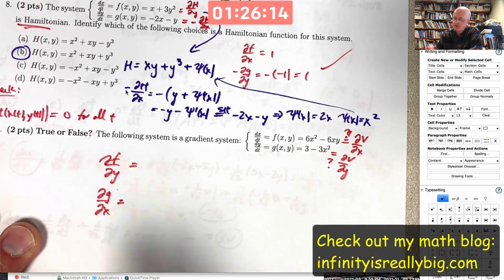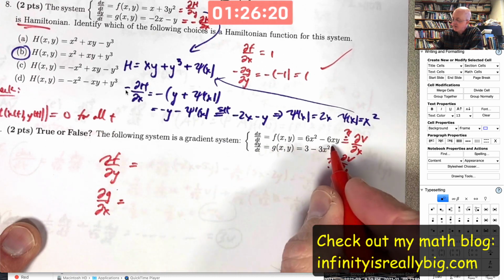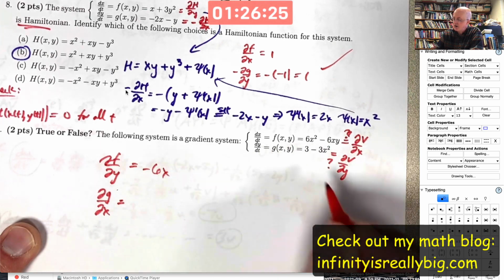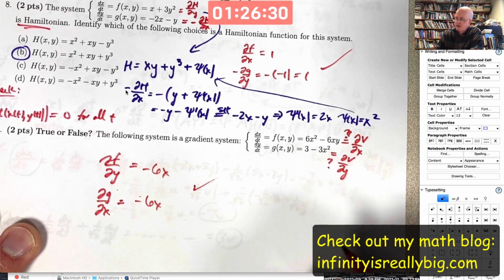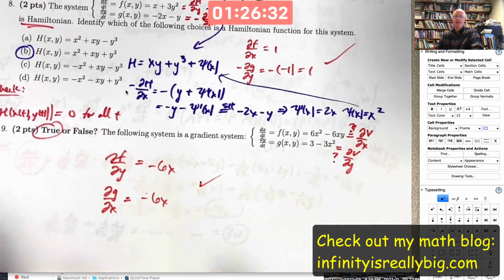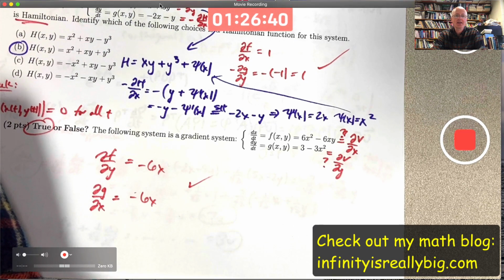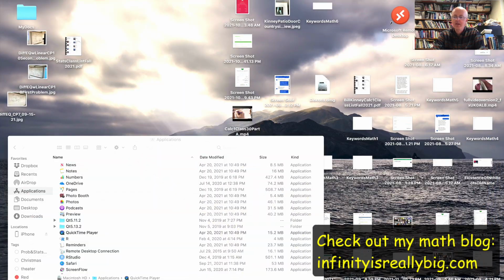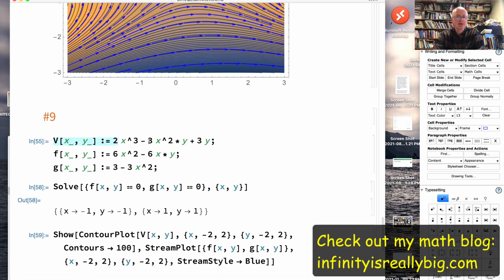It's really more than Clairaut's theorem that would be necessary to prove that's good enough. But are these equal? Partial of f with respect to y, treat the x as constant. It's negative 6x. Partial of g with respect to x is also negative 6x. Those are equal, no matter what the point is. The answer is true. Could I find v? Yep, you can do it by integration again. And I did it in Mathematica. And it turns out this can work for v. You can double check that. Found it by integration again.